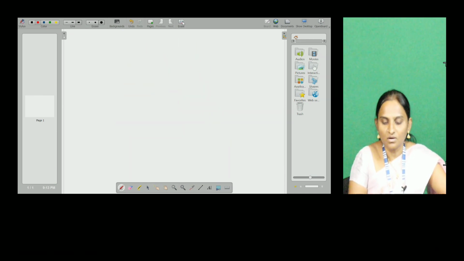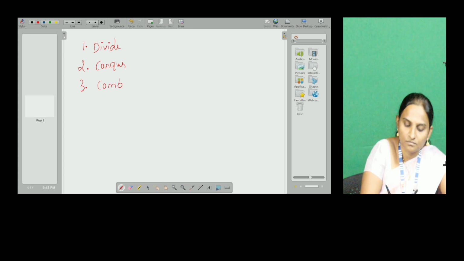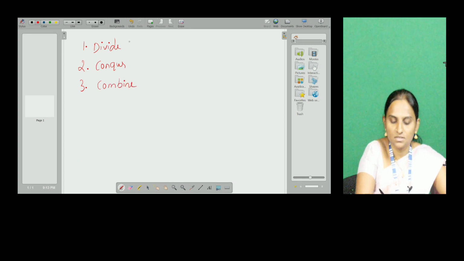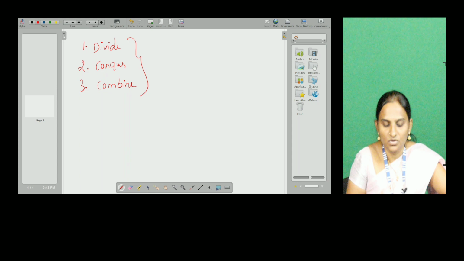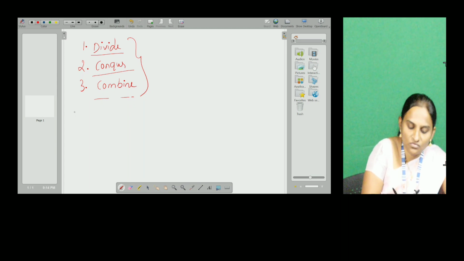In the divide and conquer strategy there are 3 steps. One is divide, the second one is conquer, and the third one is combine. These are the 3 steps we follow in QuickSort. First one is divide, second one is conquer and third one is combine.